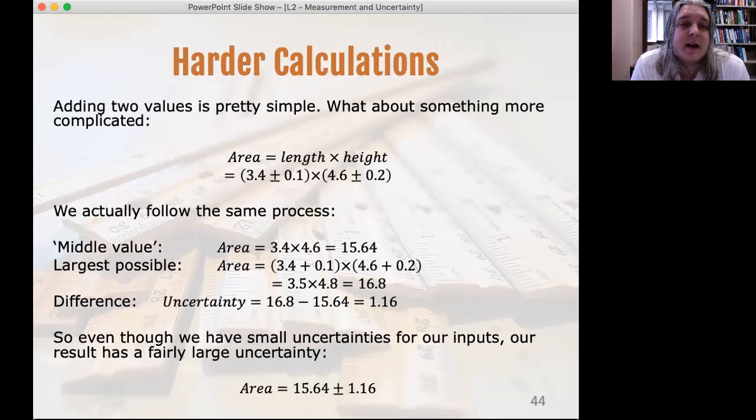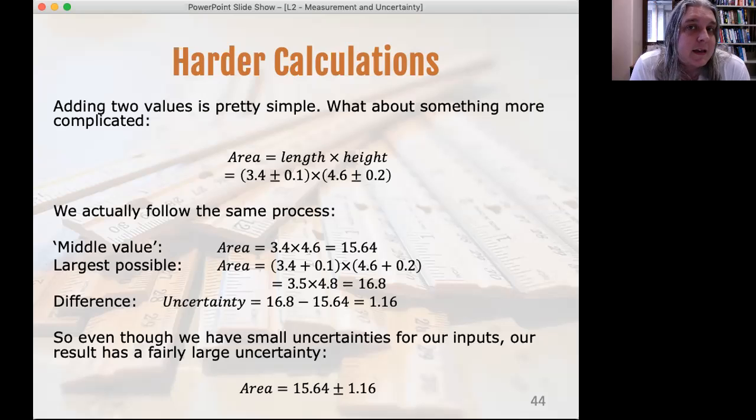Let's suppose we've got something a bit harder. Let's say we're doing an area, which is a length times a height. So we're not just adding anymore. Length times a height, it's actually the exact same process. We ignore the uncertainties to get our central result. So area 3.4 times 4.6, that's ignoring our uncertainties, tells us our central value for our result is 15.64.